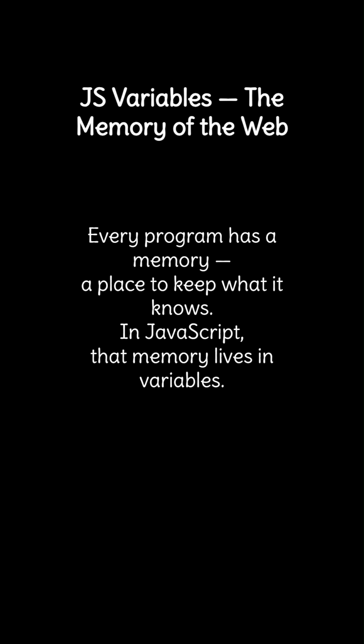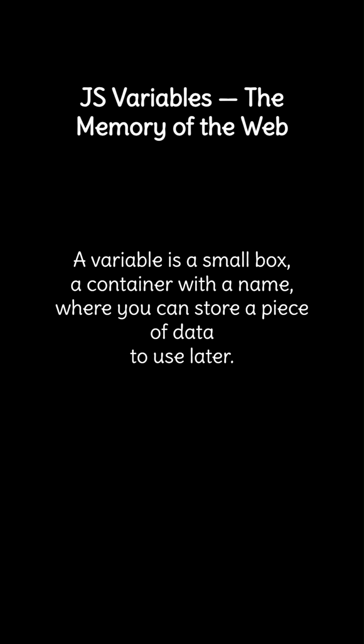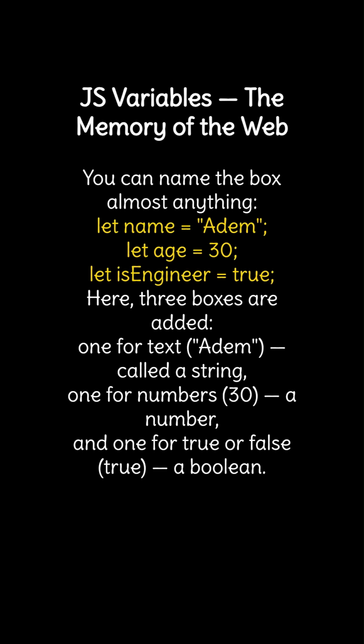Every program has a memory, a place to keep what it knows. In JavaScript, that memory lives in variables. A variable is a small box, a container with a name, where you can store a piece of data to use later. You can name the box almost anything.